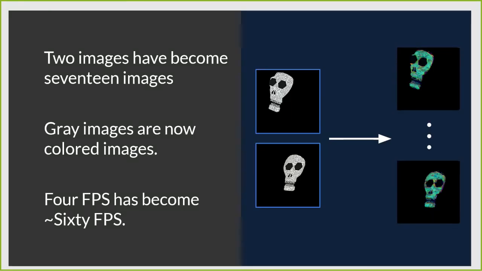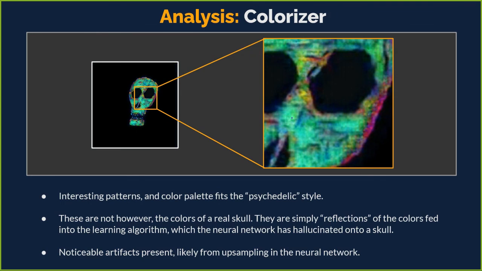So where are we at now? 2 images have become 17 images. Gray images are now colored images, and 4 frames per second has become about 60 frames per second. So let's analyze these results.